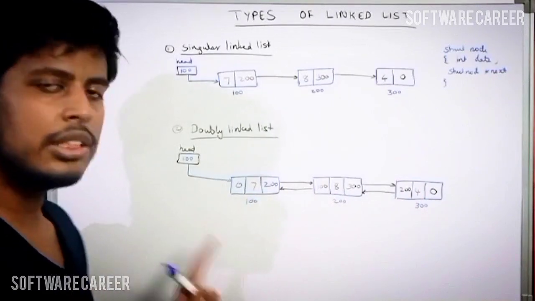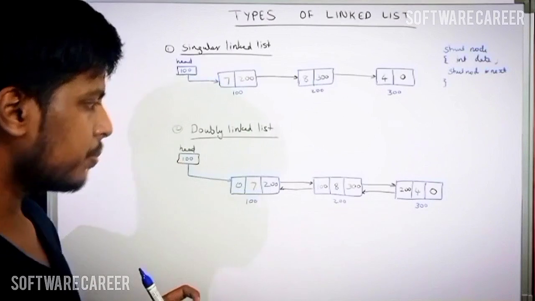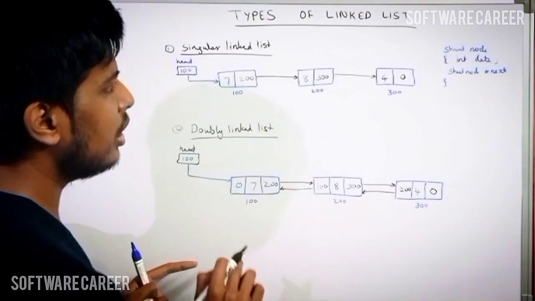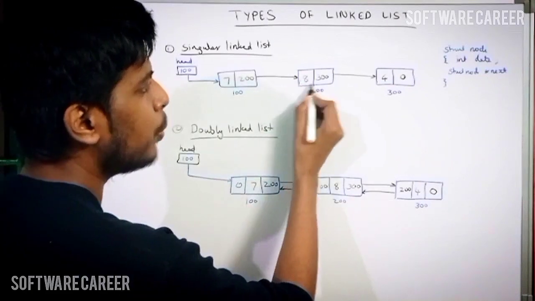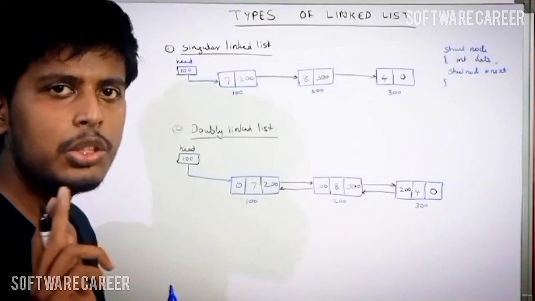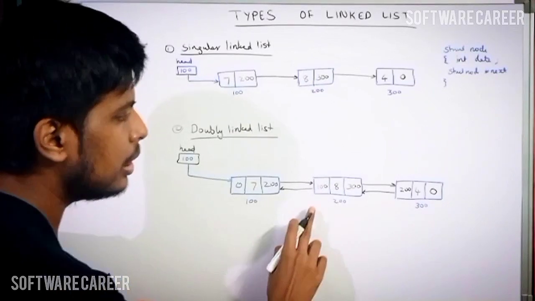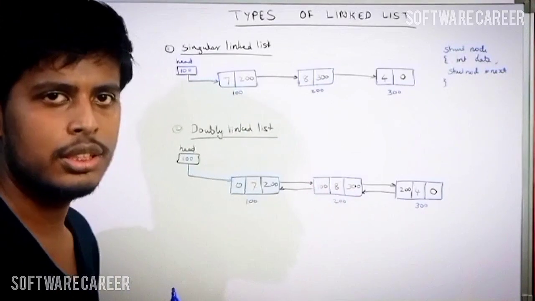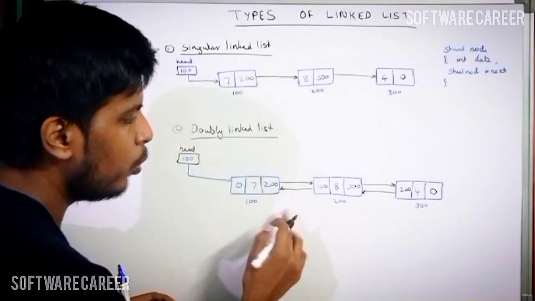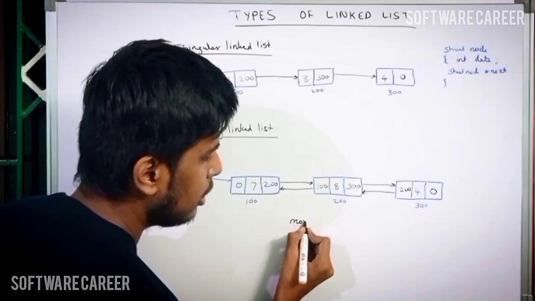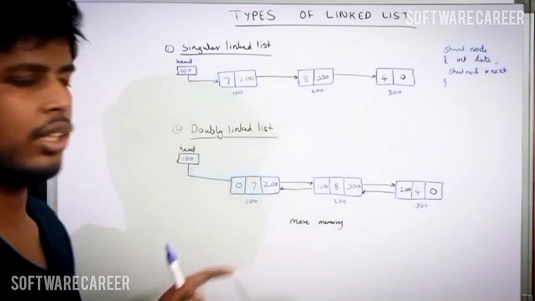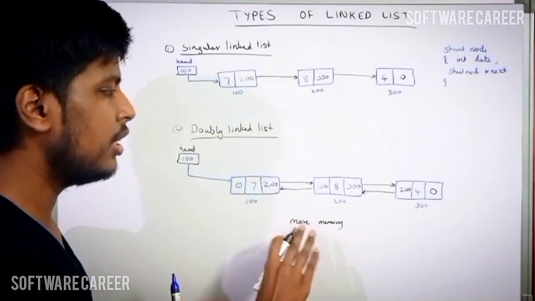Now there is one disadvantage in the doubly linked list. What is that disadvantage? In the singly linked list, you have only two parts. One is the data part and another is the pointer part. So only two spaces are required. But here, each node contains three parts: two pointer parts and one data part. So the disadvantage here is that more memory is needed. So this is the disadvantage.